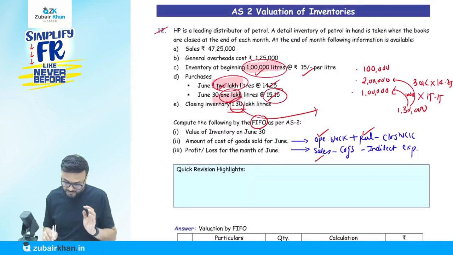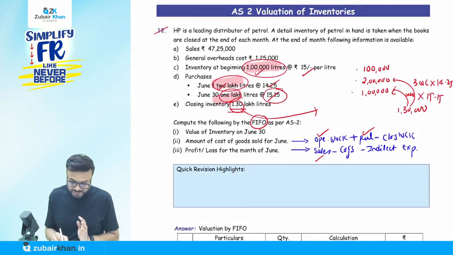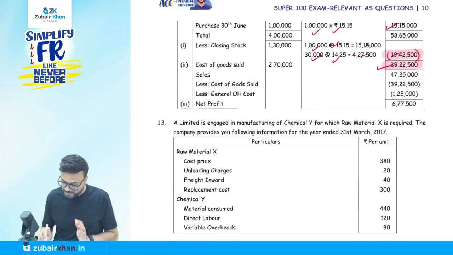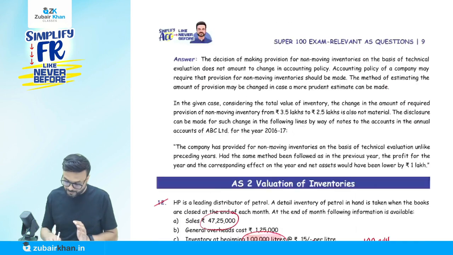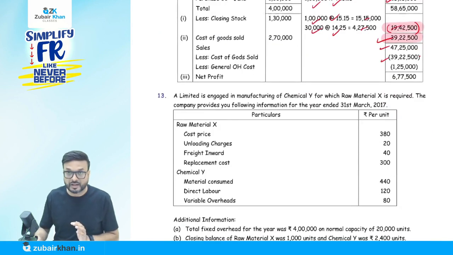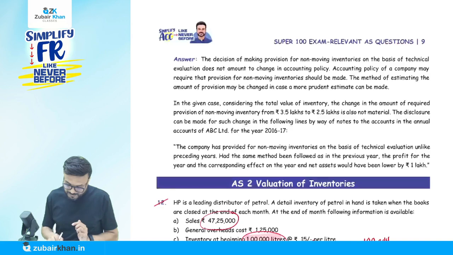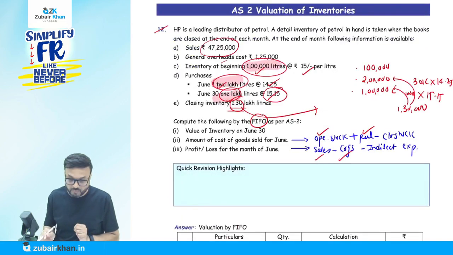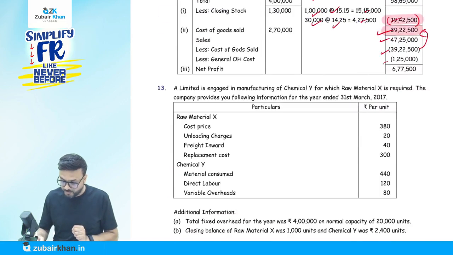So sales. What is the value of the sales here now? Sales is 47 lakh 25,000. So 47 lakh 25,000 minus, what is the formula? Minus COGS that we have calculated earlier, minus indirect expenses, they have given overheads of 1,25,000. This is the profit of the company.